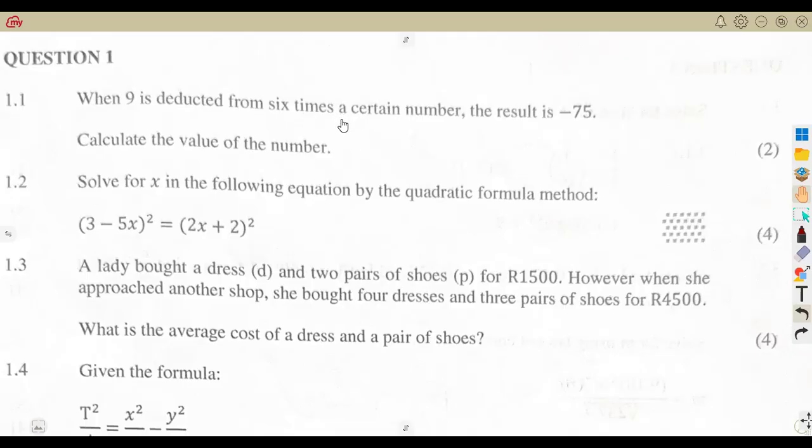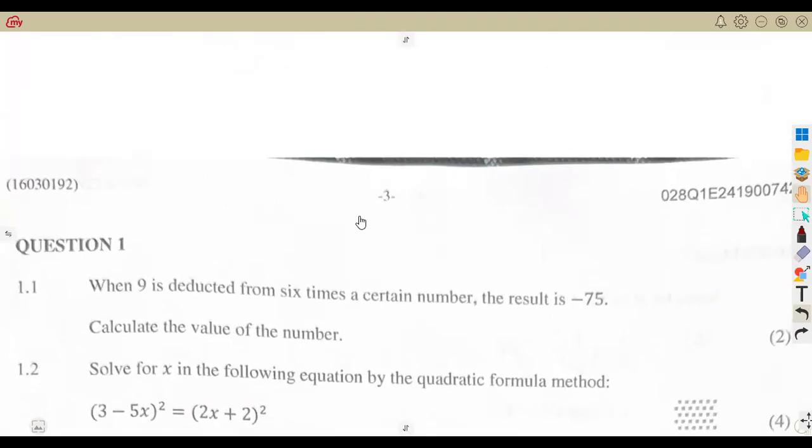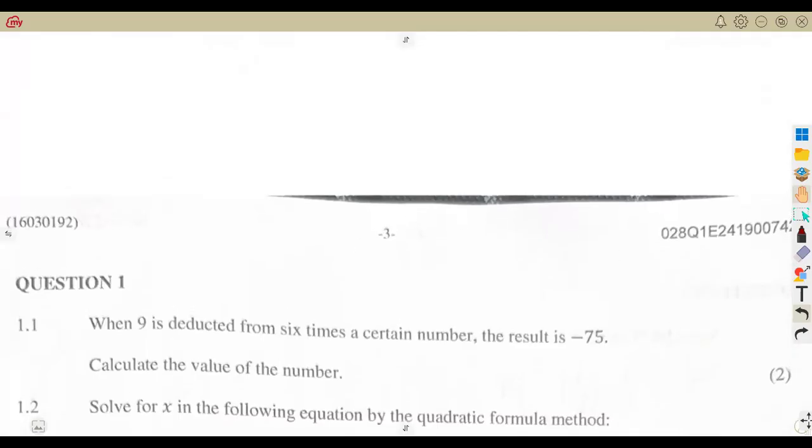On question number one, we were given 1.1: when 9 is deducted from 6 times a certain number. There are two statements there that we are given. Then the result is minus 75. Calculate the value of the number.